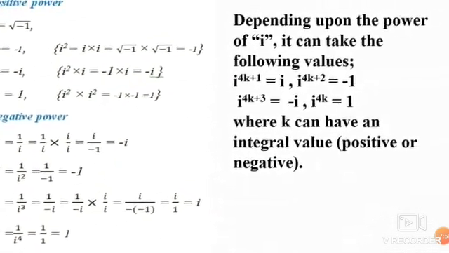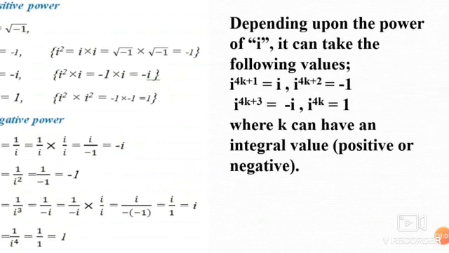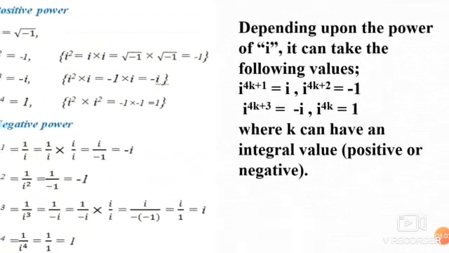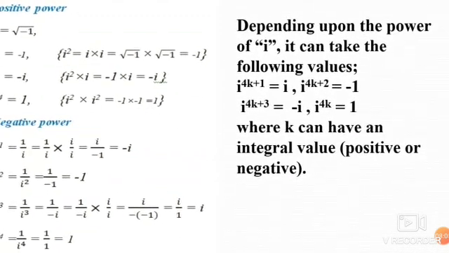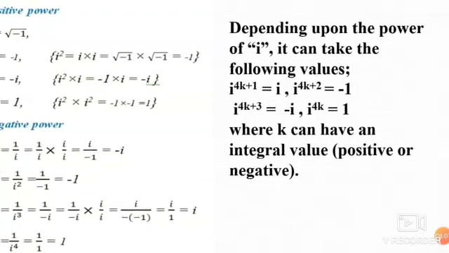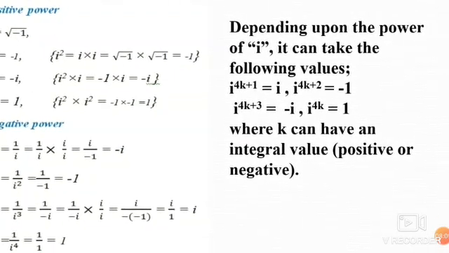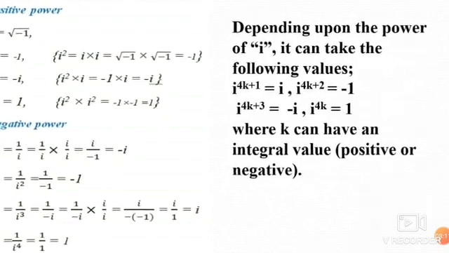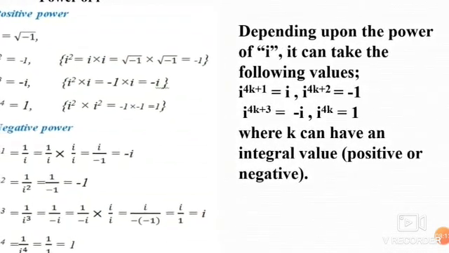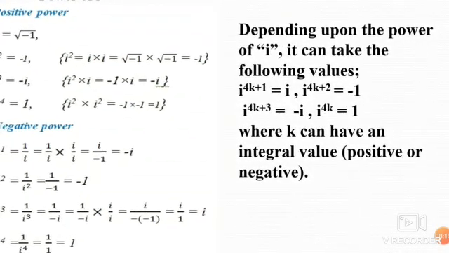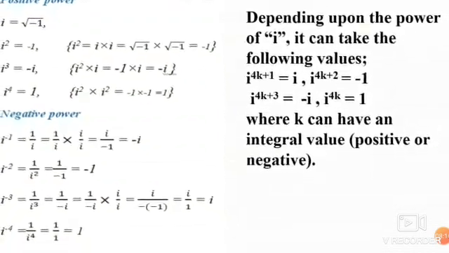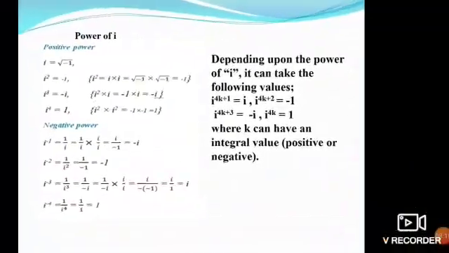Now depending upon the power of i, we can take the following values: i power 4k plus 1 is i, i power 4k plus 2 is minus 1, i power 4k plus 3 equals minus i, and i power 4k is equal to 1, where k can be an integral value, whether positive or negative.